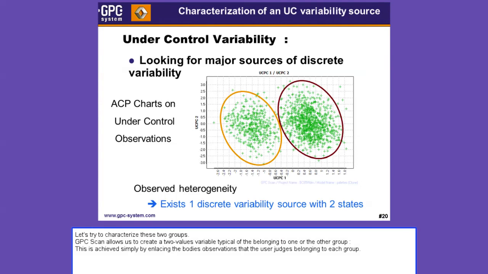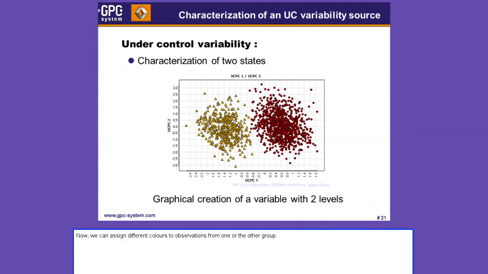Let's try to characterize these two groups. GPC scan allows us to create a two-values variable, typical of the belonging to one or the other group. This is achieved simply by enlisting the body's observations that the user judges belonging to each group. Now, we can assign different colors to observations from one or the other group.